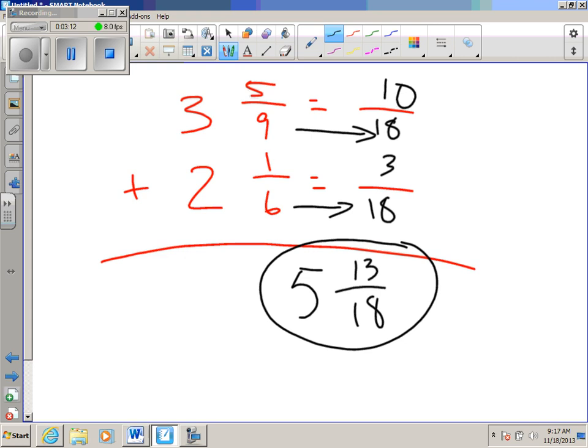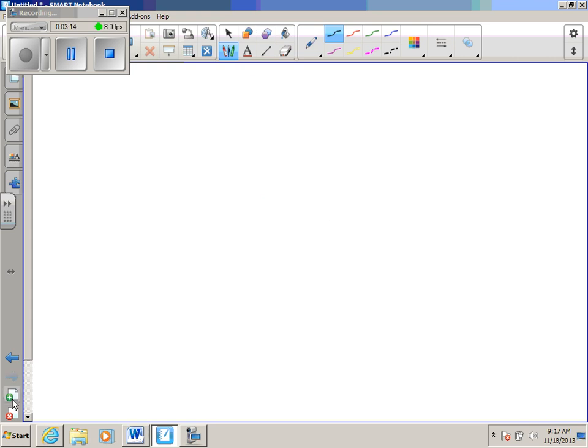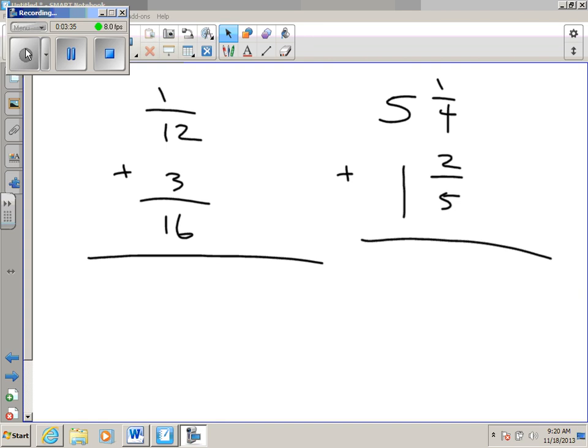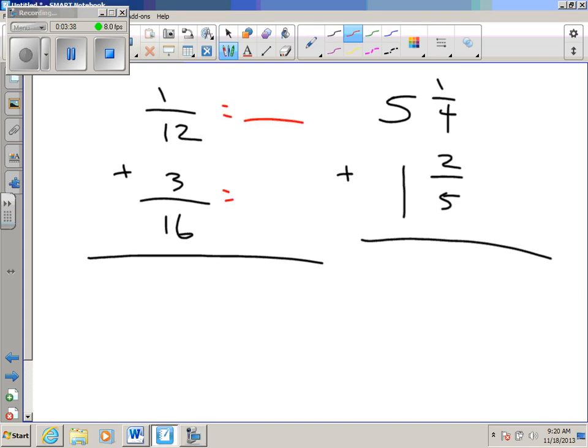I'll give you one to try. Give you a couple of tries before we start getting it. Let's do 1/12 and 3/16. And 5 and 1/4 plus 1 and 2/5. Now, with some of these, it might be in your best interest to write them vertically. It might be easier to see as opposed to writing them sideways.